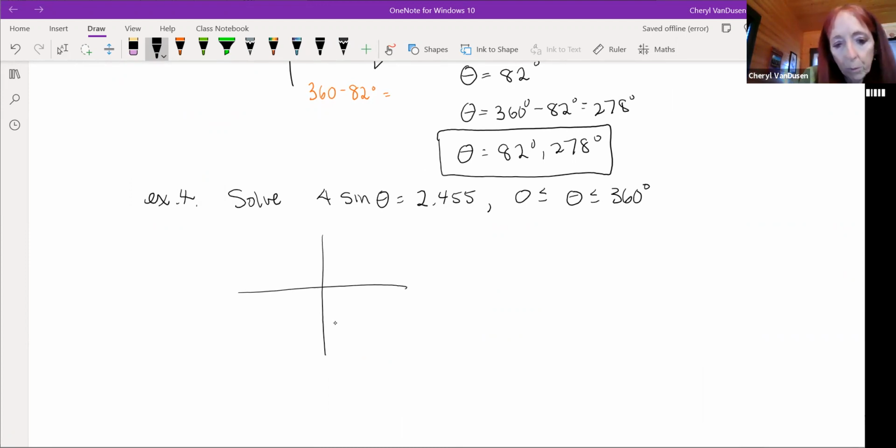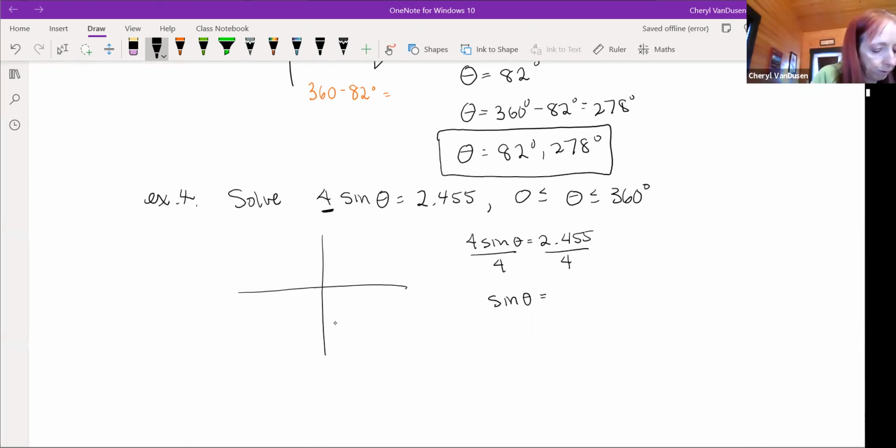Before I do anything in the diagram, we need to deal with this guy right here, that extra 4. So let's deal with it. And what I mean by deal with it is we need to get rid of it. It's multiplied. So we're going to divide both sides by 4 before we do anything. So get your calculator out and go 2.455 divided by 4. Get 0.61375.